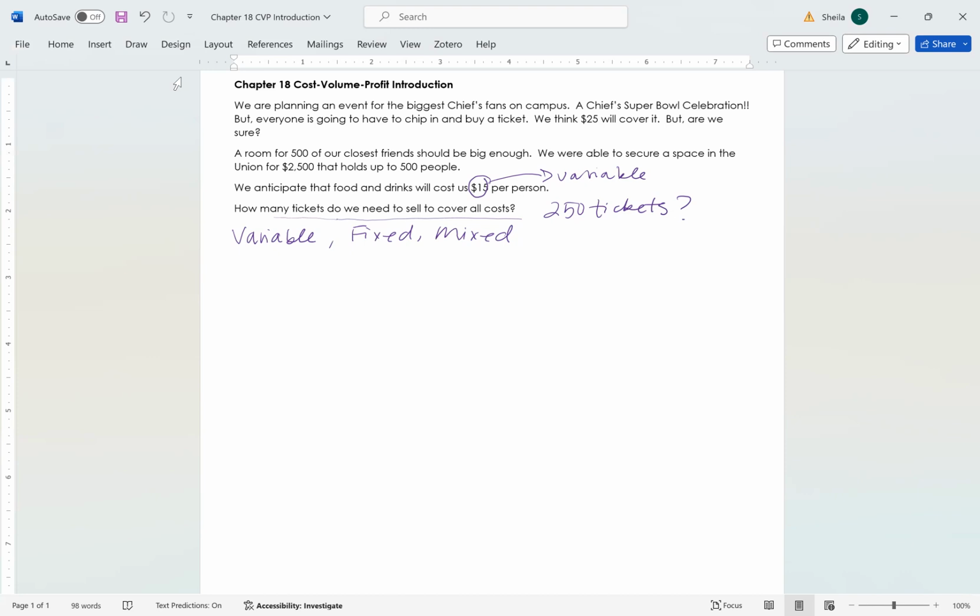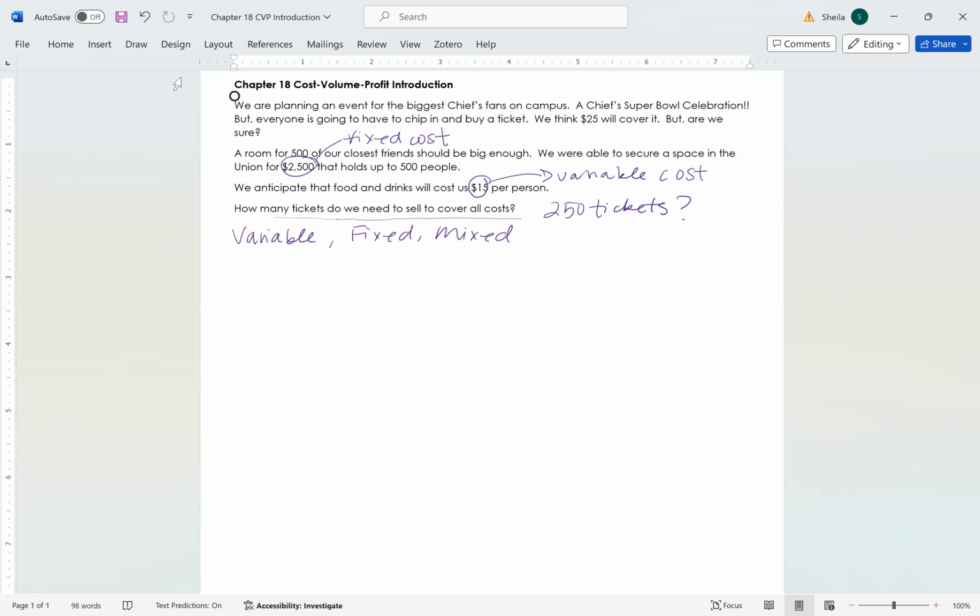Now, if we're able to find a room for 500, no matter if we have one person at our party or 500 people at our party, the cost is $2,500. So that is considered a fixed cost. The difference between fixed and variable is that variable in total is going to change the more activity or volume we have, but individually, as a unit price of $15, the cost stays the same. Fixed costs are a little bit different. We can have anywhere between 1 and 500 people. With 500 people, we'd be getting the most bang for our buck, if you will, at a fixed cost of $2,500. But if we had one person at the party, we're paying $2,500 for one person at that party.